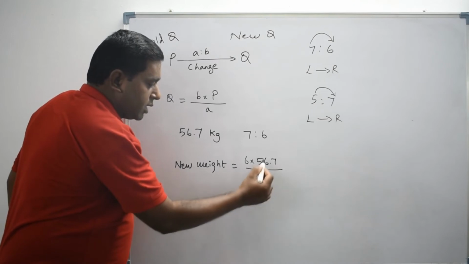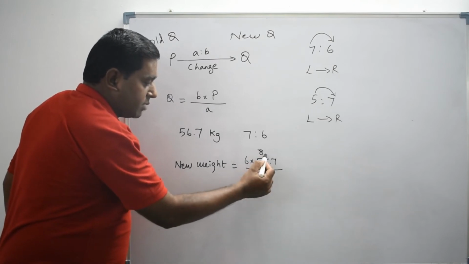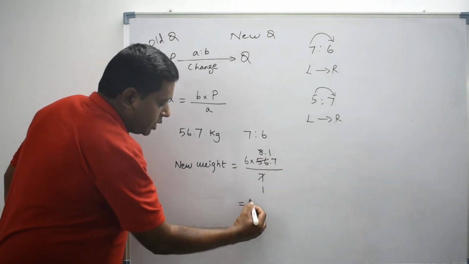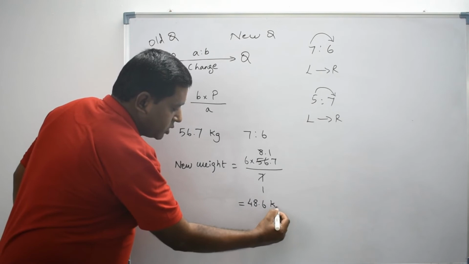7 goes into 7 1 times, 7 goes into 56 8 times, 7 goes into 7 1 times. When you multiply 6 and 8.1, you will be getting 48.6 kilograms.